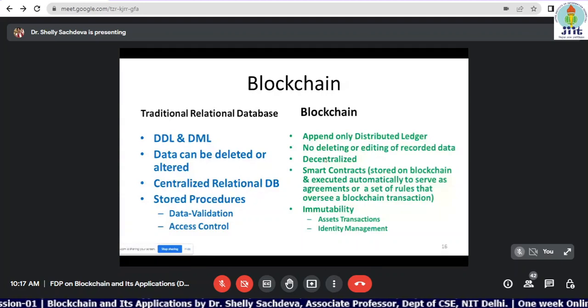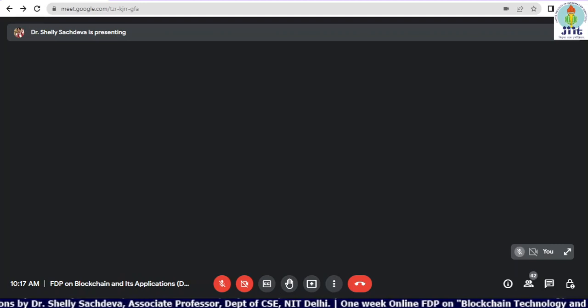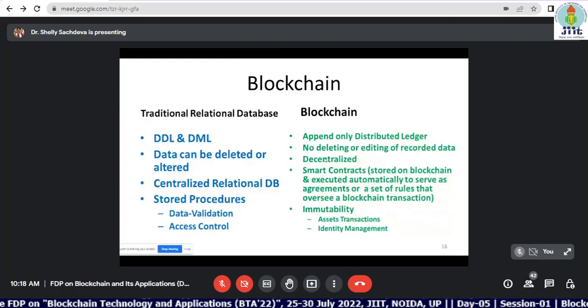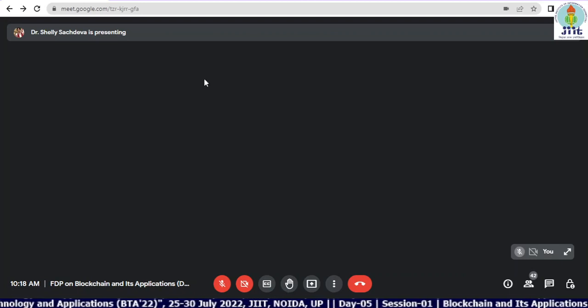Now there is one thing in the database called stored procedures, and those stored procedures are responsible for data validation, and they also provide access control. Similarly, very similar to the concept of stored procedures in the database, we have the concept of smart contracts on the blockchain. These smart contracts are usually stored on the blockchain and they are executed automatically. And what are they? They are a set of rules that oversee the blockchain transaction, right? So this is how we can have something which is similar to a database and some things which are very different from the point of view of a database.